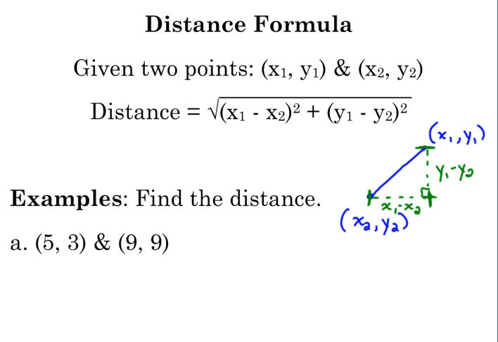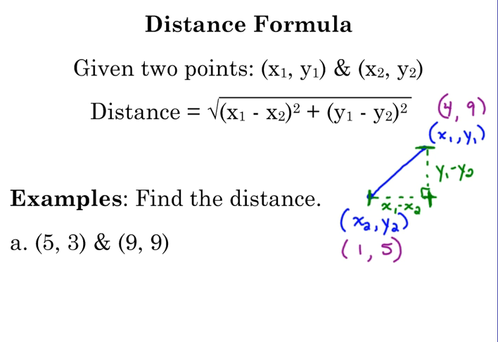If it's a little hard to see with x's and y's, let's give them values, okay? Let's say this is 4, 9, and let's say this is 1, 5. Okay, so if I give them values, tell me this. How much horizontal distance is there from here to here? From x equals 1 to x equals 4. So that's a distance of 3. 4 minus 1 is 3.